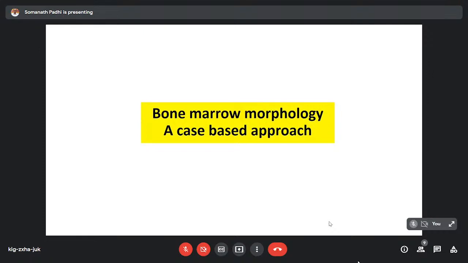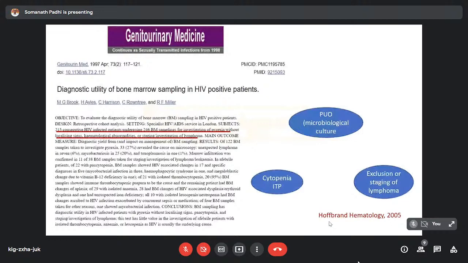Before I start, what are the diagnostic indications? What are the situations where a marrow examination in an HIV seropositive patient is needed or indicated? Both the textbooks as well as the literature say similar things: that bone marrow evaluation has significant importance in the setting of HIV positivity in three major settings.